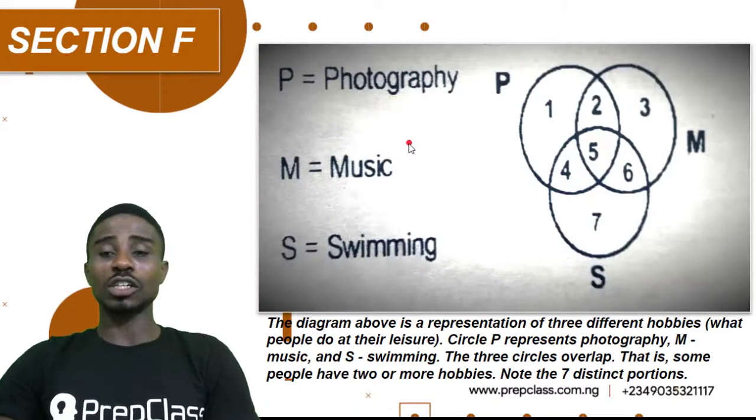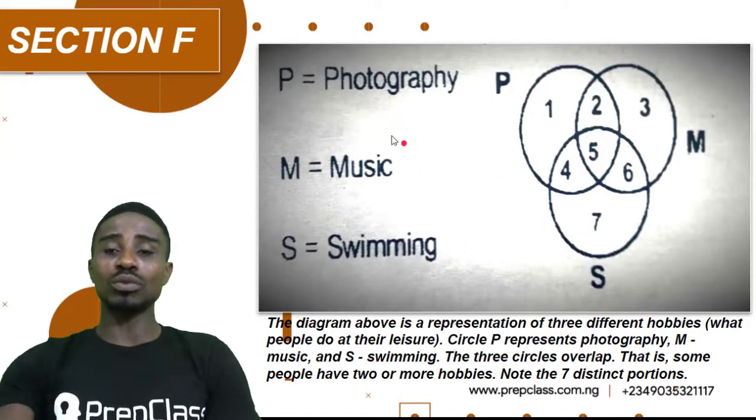Now, this is section F, and we'll be using this sample to solve questions 19 to 23. Looking at this picture, this is what we call a Venn diagram, and it gives us information about the number of people that participate in photography, music, and swimming as their hobbies, and also the number of people that have more than one of them or all of them as their hobbies.